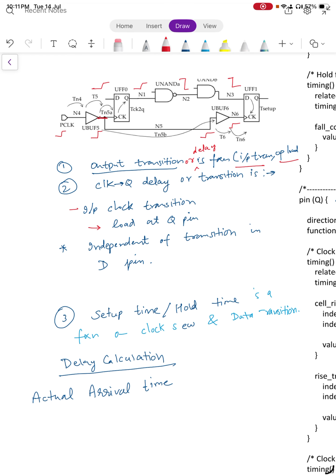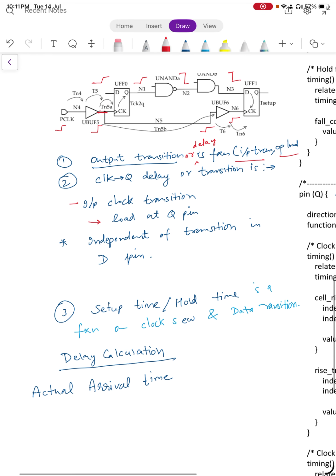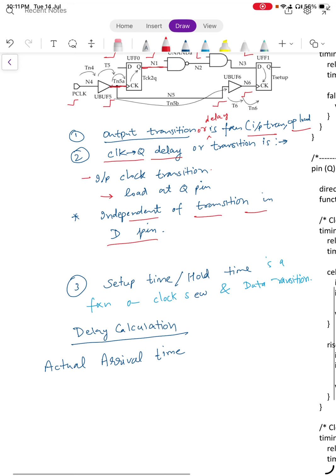Talking about flip-flops, the clock to Q delay, that is the delay for the flip-flop, or the transition, is a function of the input clock transition, that is the clock transition at the CK pin, and the load seen by the Q pin. It is important to note that this is independent of the transition on the D pin. So it doesn't depend upon the transition on the D pin. This is an important point.